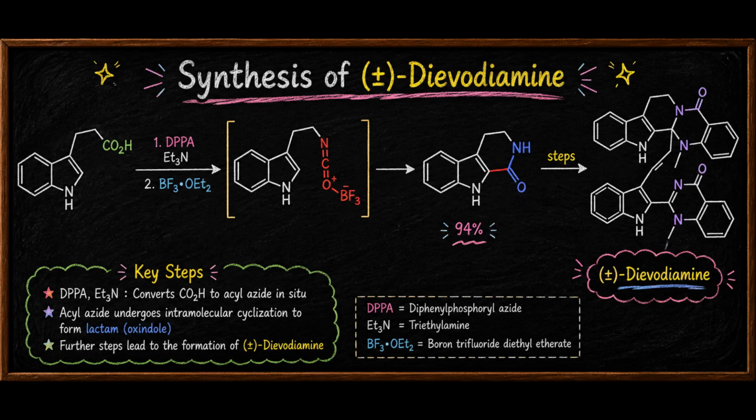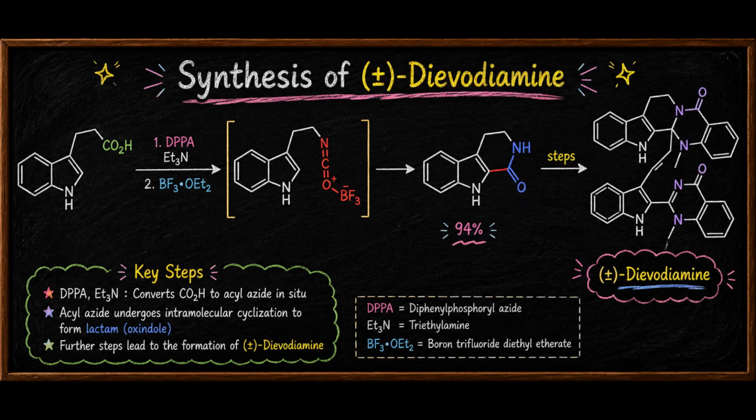Next, in the presence of BF3·OEt2, the acyl azide undergoes Curtius rearrangement, forming an isocyanate intermediate. This intermediate then rapidly undergoes nucleophilic attack intramolecularly, leading to cyclization and formation of a lactam structure, specifically an oxindole core. This step is highly efficient, giving a 94% yield, which highlights the effectiveness of this strategy.